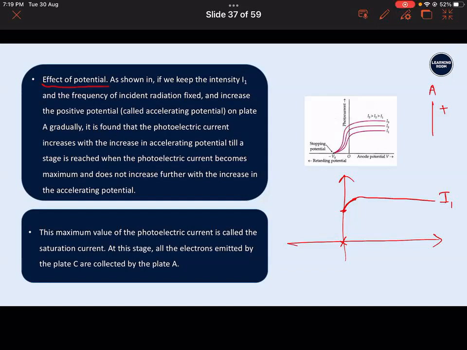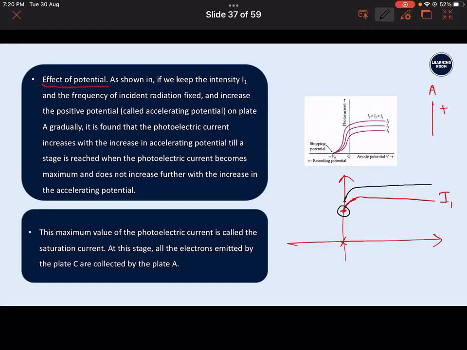Observe this carefully, listen to my question. Is it going to start from the same point, or is it going to start slightly above this? It will be slightly above this, because even when the anode potential is zero, since there is some amount of intensity which was greater than the previous case existing, there will be slightly more photocurrent existing. So the graph will start slightly above, and it will go in this way. Again, the same saturation will be attained.